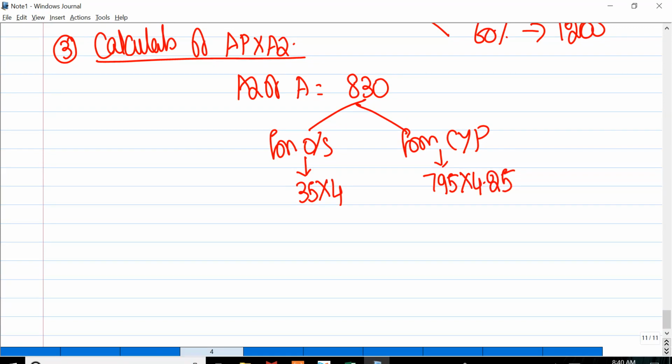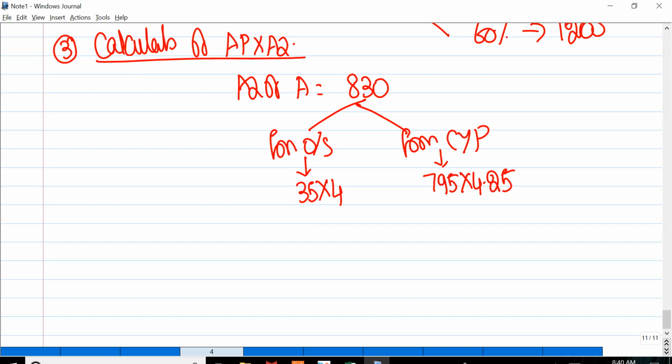So I don't have a single AP for the question. The AP is the weighted average of 4 and 4.25. That's why I said we will not write AP into AQ. We will do the calculation, put a total of this and write the number directly there itself. So of the 830 units, 35 came from the opening stock, 795 came from the current year purchase.